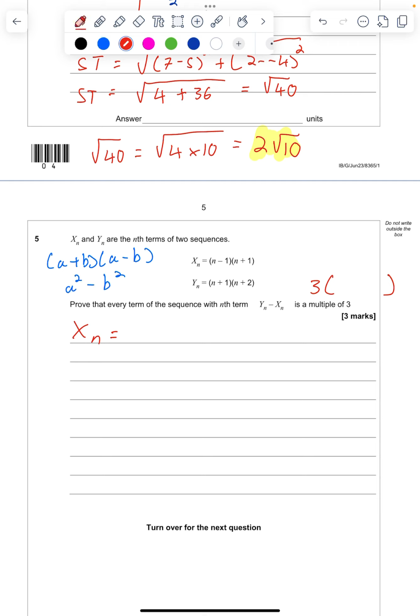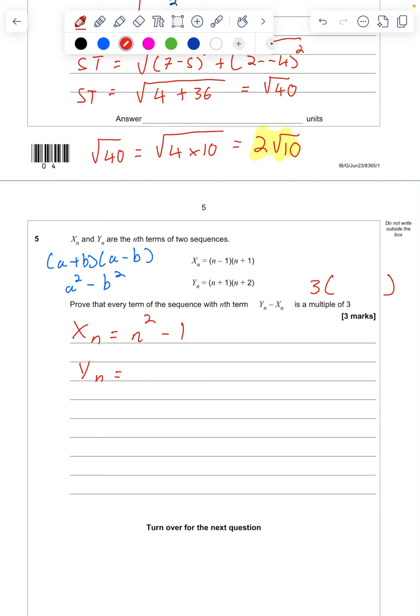So in this one, a is n, so it's going to be just n squared. Take away b squared, where b is 1, so take away just 1 squared, which is 1. So if you expand these brackets, you get this here for x of n. And then for y of n, similar sort of thing, go and expand the brackets.